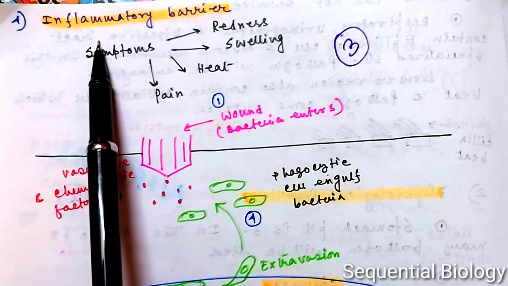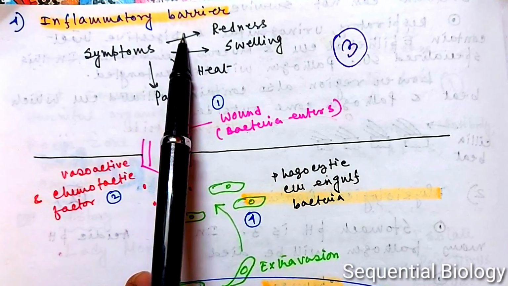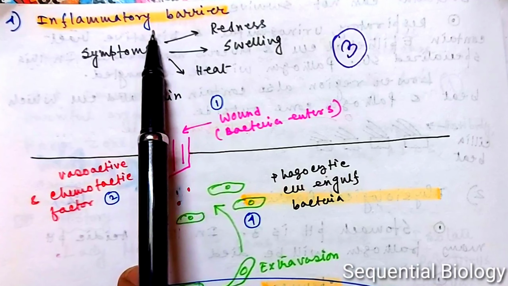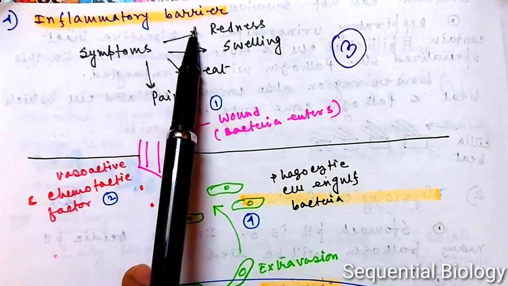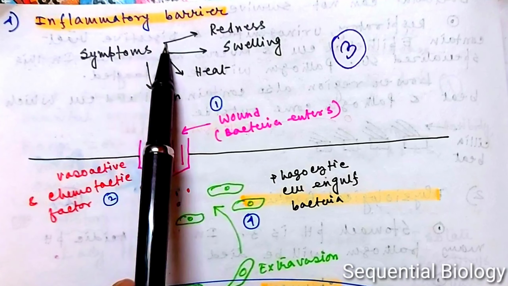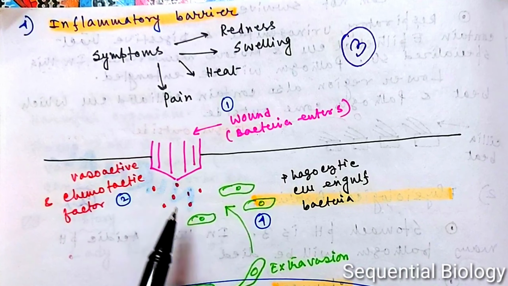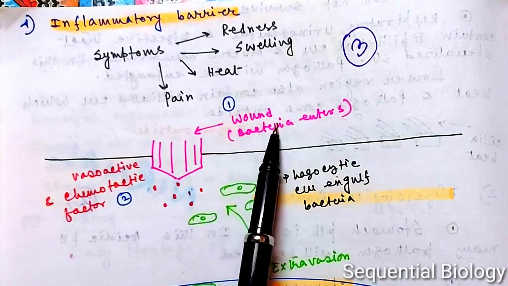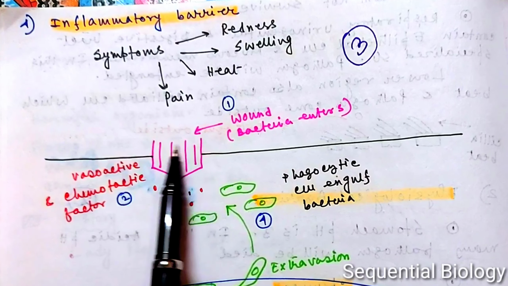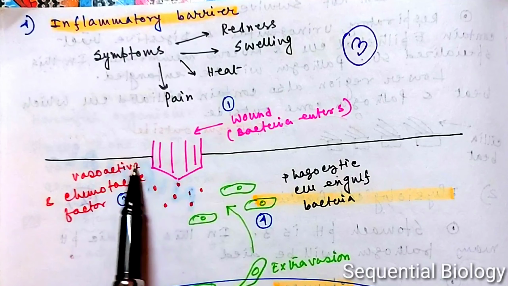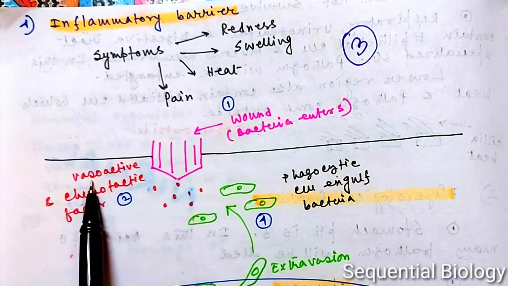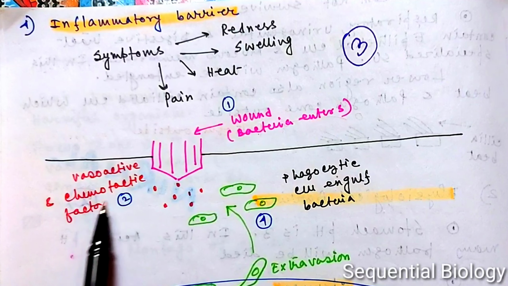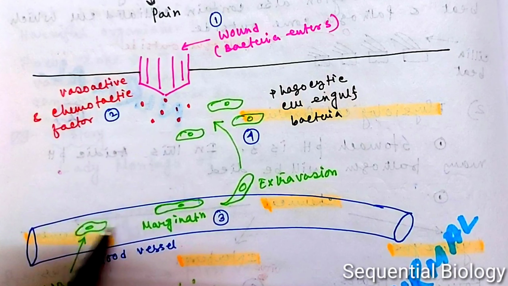Okay, the last mechanism by which any pathogenic microorganisms are removed from our body is the inflammatory barrier. So this is the final mechanism by which our innate immunological system acts against any pathogenic microorganism. Okay, suppose in our skin any wound develops. Okay, so through this wound many bacteria enter into our skin. Okay, and so this wound region releases many vasoactive and chemotactic factors, and these vasoactive and chemotactic factors attract many phagocytic cells.